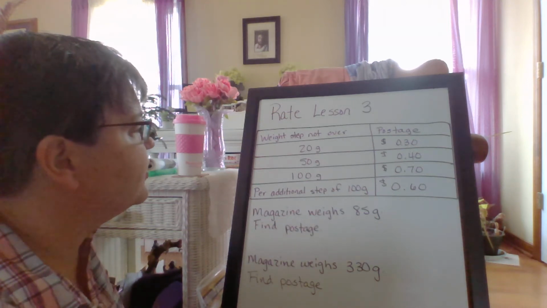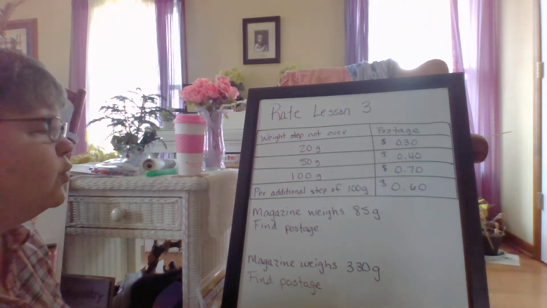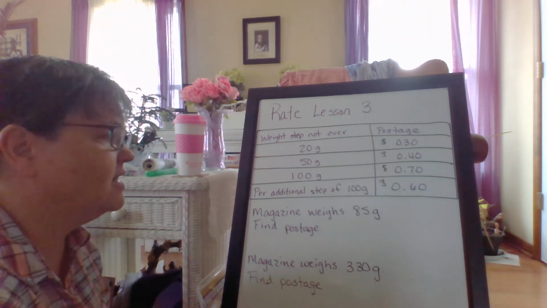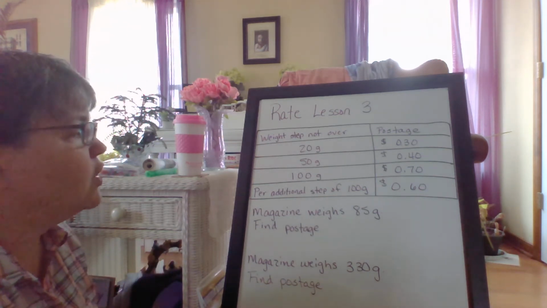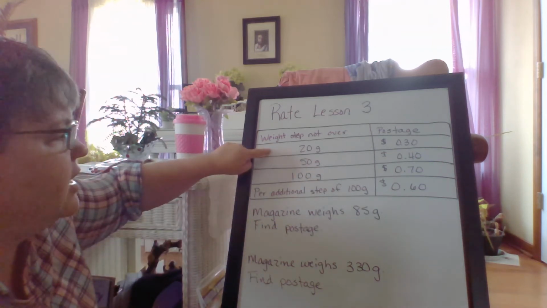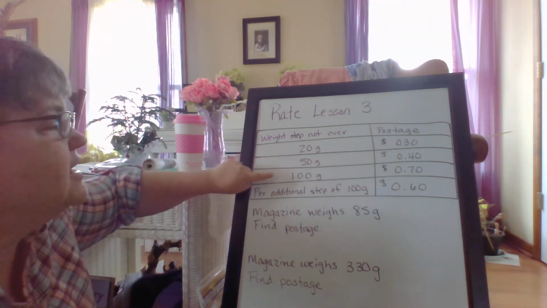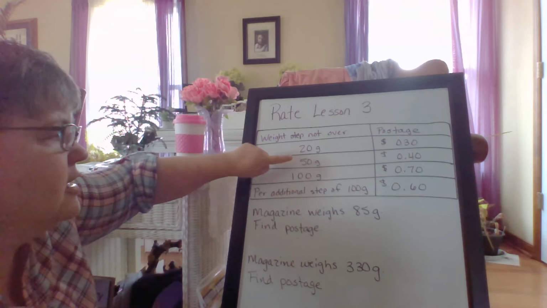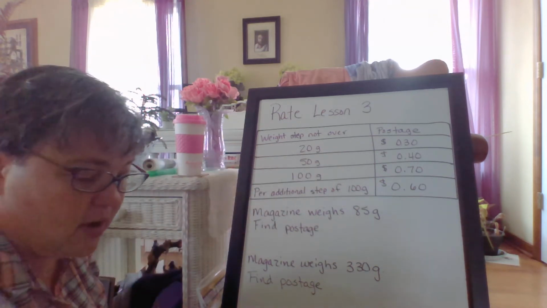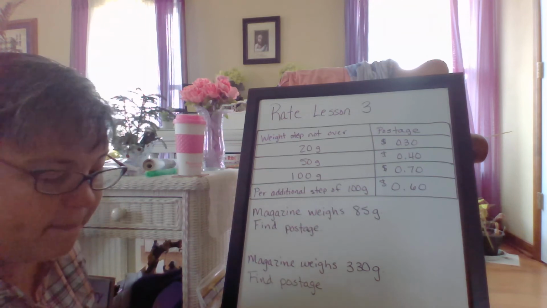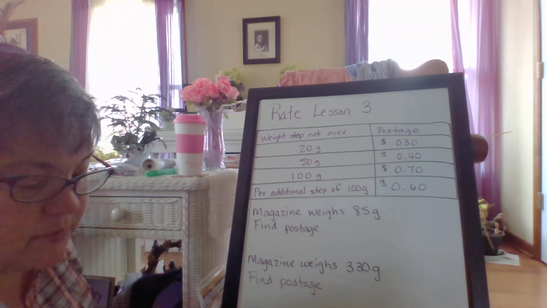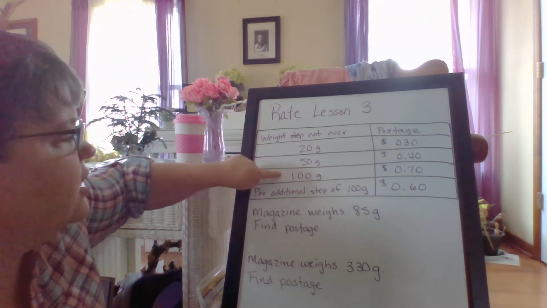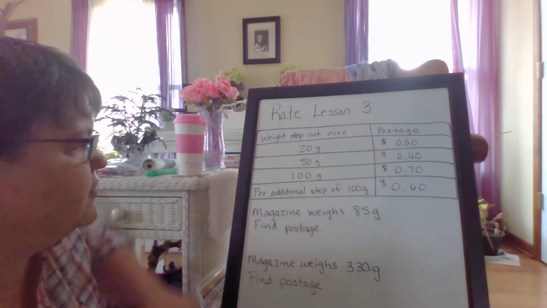So let's see what that means. So we have a magazine, and the magazine weighs 85 grams, and we want to send it in the mail. So first, it's over 20, it's over 50, but it's not to 100. So we're going to have to pay this 50 gram charge for it. So if we look here, it says weight step not over. Okay, it's not over 100, but it is over 50.